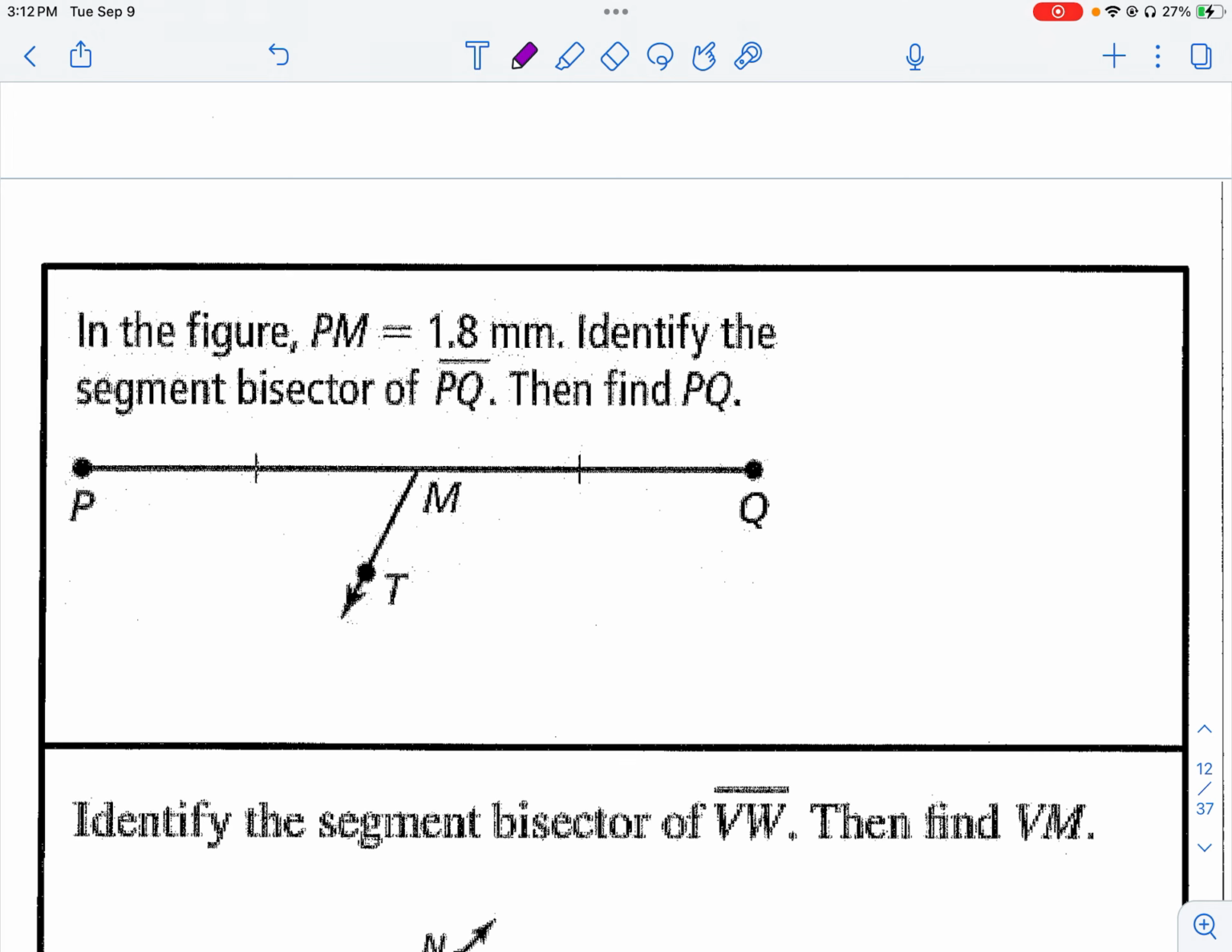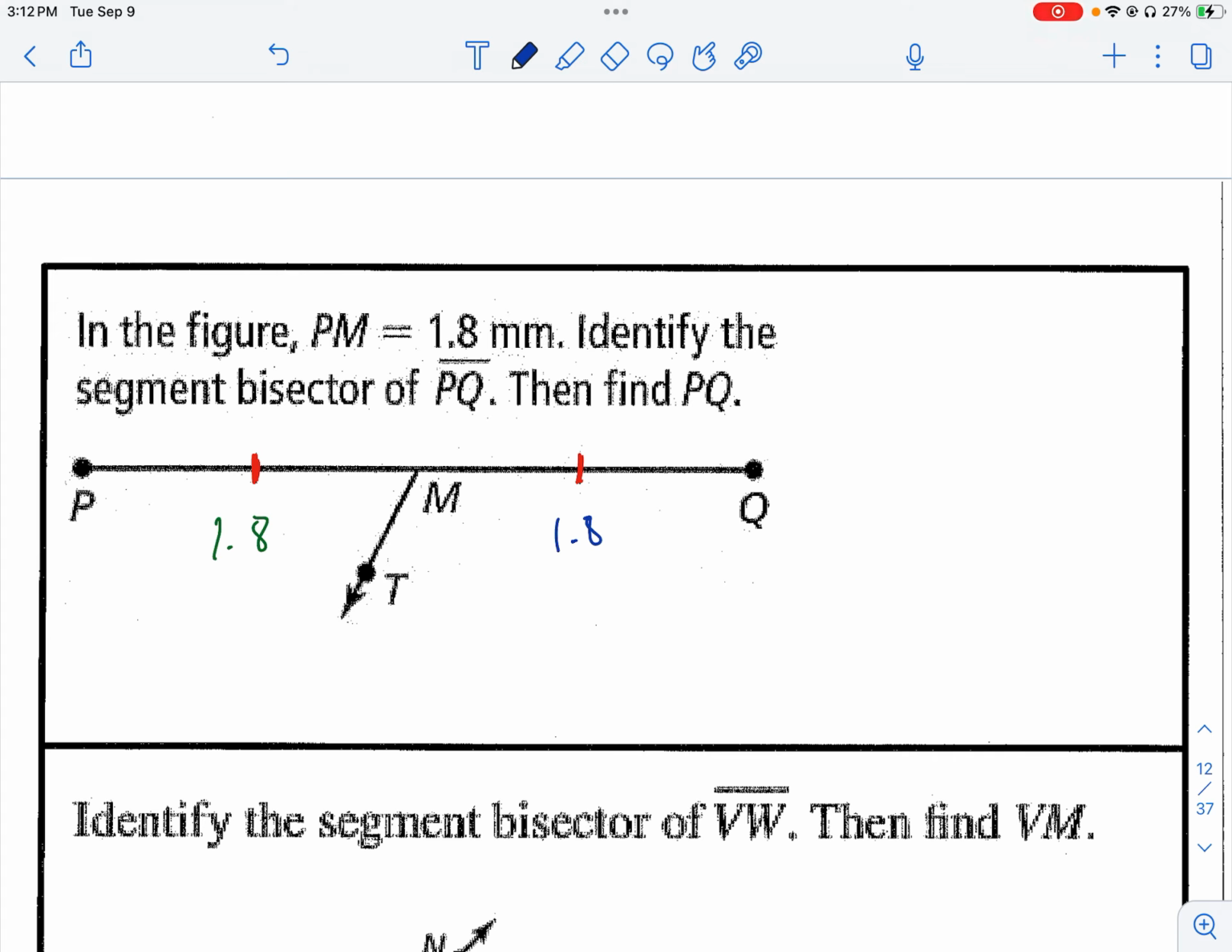So let's, in fact, knowing what we just learned, pause the video and try this yourself. See what we come up with, then we'll go over it together. Okay, so in the figure, PM is 1.8, so we know that this is 1.8. We know that this PM is congruent to MQ, so that would make MQ 1.8.